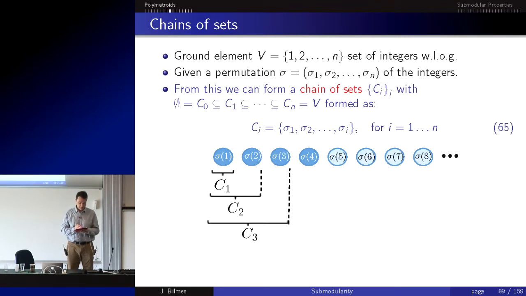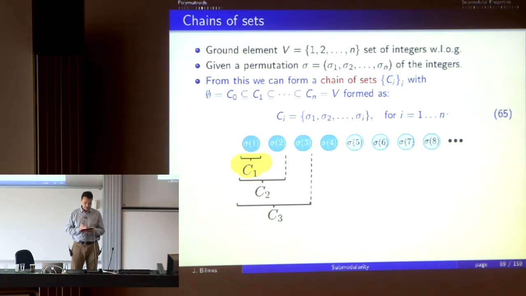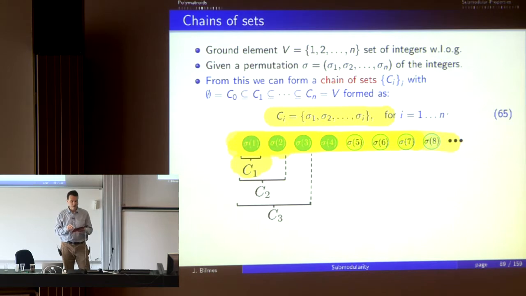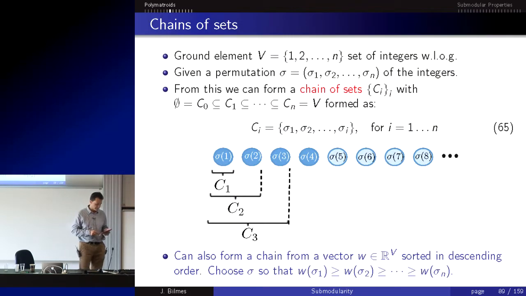So basically, given this permutation, so here are the elements in this permutation, okay? And here's the first one, which is C1. The second one, which is C2, is the first 2. The third one is the first 3, and so on and so forth. So this gives you a successive chain. And so Ci is basically the first i elements according to the permutation.